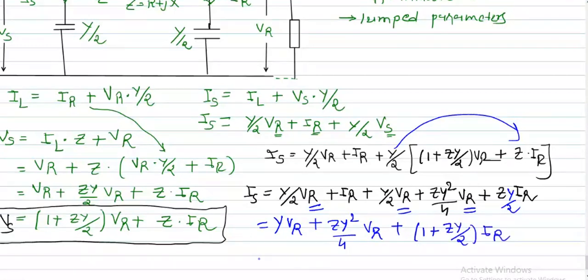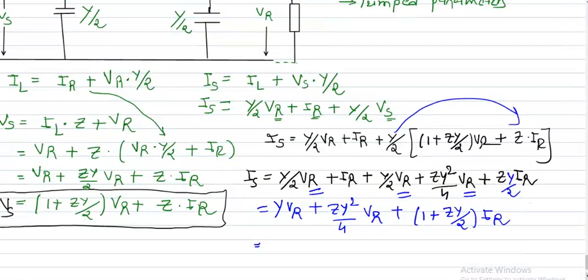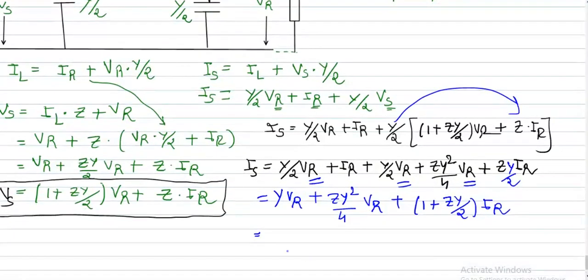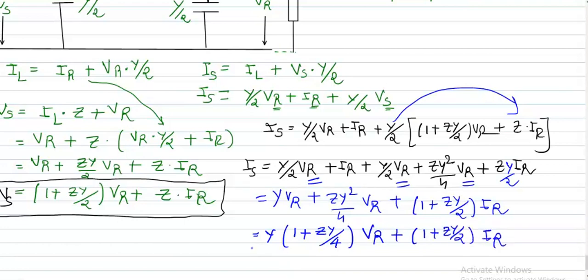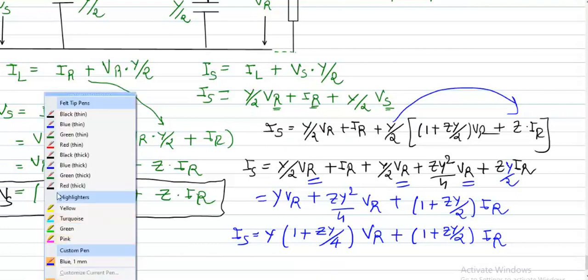And again I will simplify this term, so it becomes Y might be the common, and we have 1 plus ZY by 4 into VR plus 1 plus ZY by 2 into IR. So this is the equation of Is. This is the equation of Is. So I will just put the mark on it.